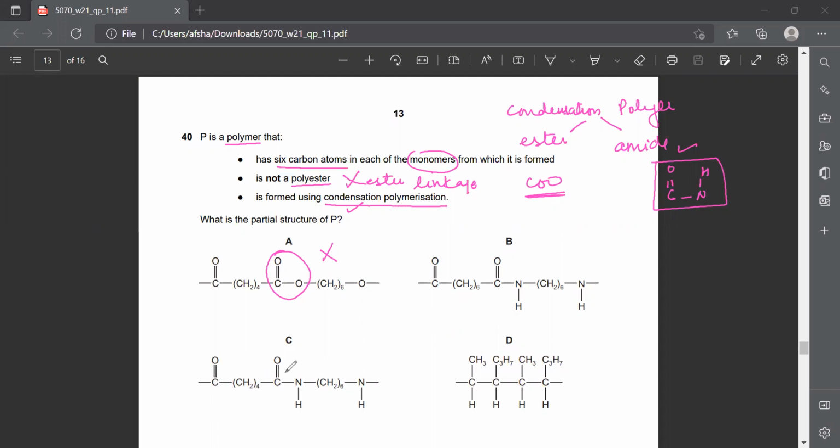Let's see here. When you will be disconnecting, this is going to be one monomer, this is going to be another monomer. So how many carbons do we have here? C2 multiplied by 6. Yes, this has 6 carbons in the monomer. And in this also, you see 2 COH, so this has got 4 carbon plus 1 and 2. This again has got 6 carbon. So according to this we have answer C.